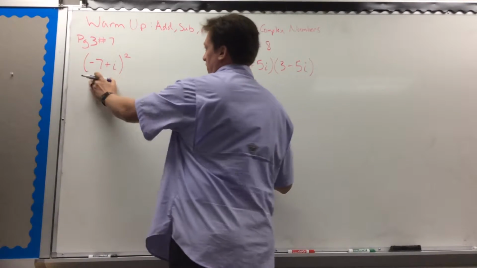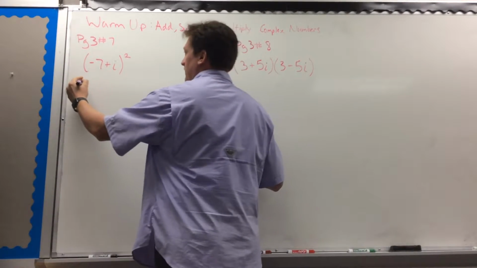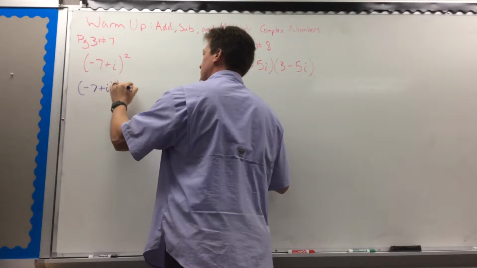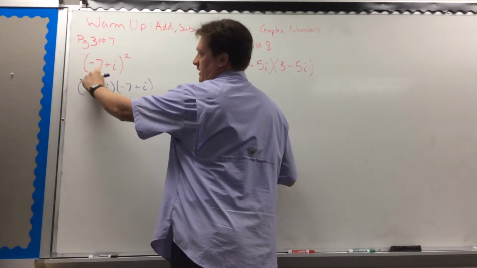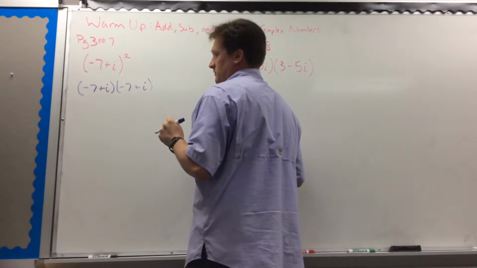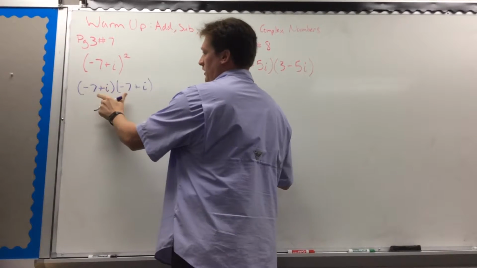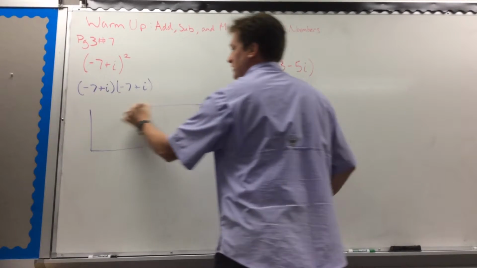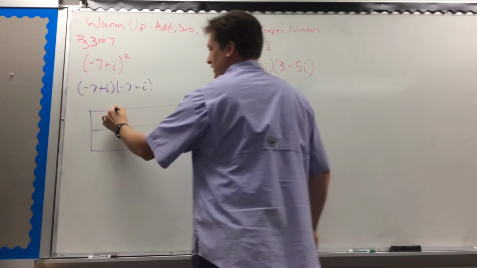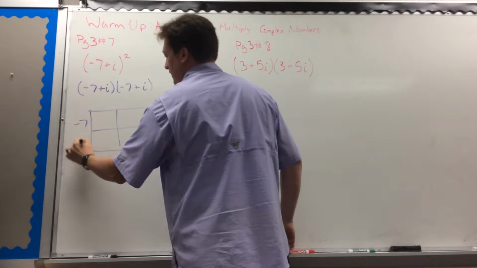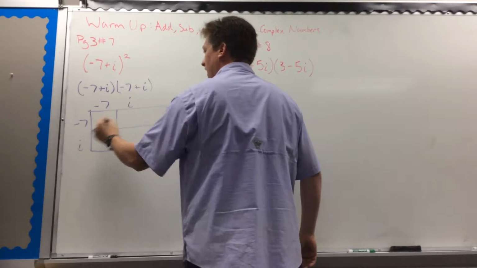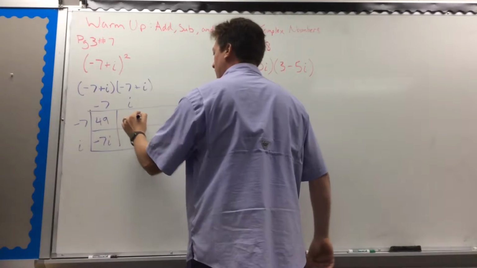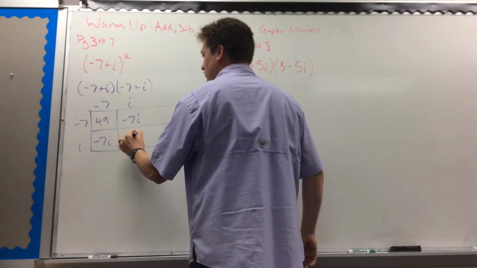So when I take a quantity and I'm squaring it, it's the same thing as saying -7 plus i and writing it out twice. It is not -7 squared, i squared. That is not what you're doing. So here I've got a binomial, so I'm going to go ahead and do a big box, and fill in exactly what it is that I'm working with. So -7, i, -7, i, that gives me 49, -7i, -7i, and this gives me i squared.